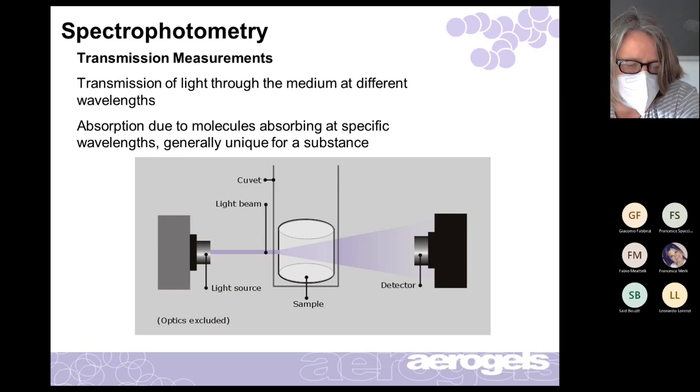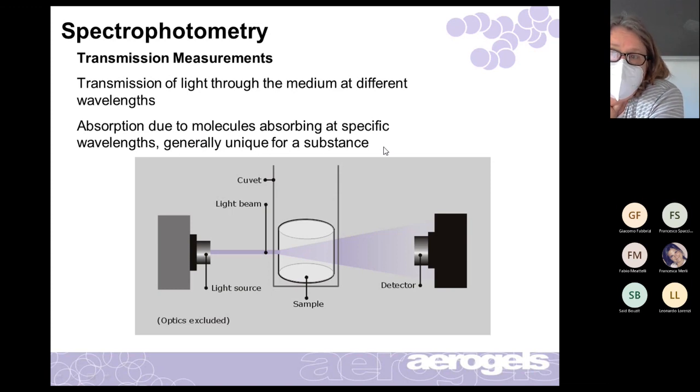Basically, you can measure the light passing through a sample. In this case, you have some sort of light source with a lot of optics included. It passes through a sample and you have a detector on the other side. We are mostly interested in the light in the visible range of wavelengths, but you can also gather information at much higher wavelengths, which will tell you a lot about the structure of your aerogel.